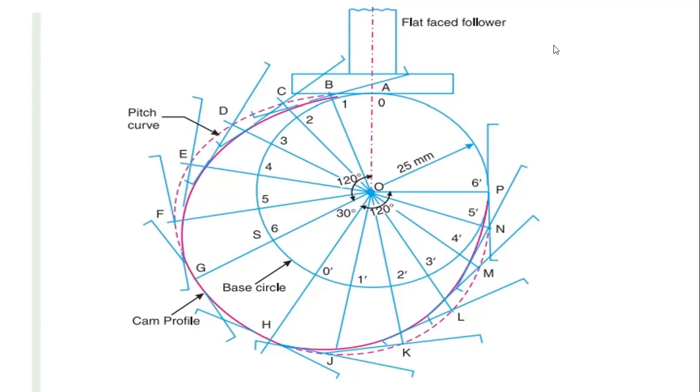Next, divide the first section, that is the 120 degrees. Take 120 degrees with the protractor from the axis of the camshaft and divide this section into 6 equal parts, as we have divided in the displacement diagram.